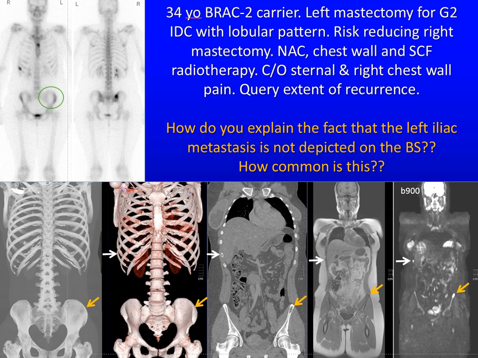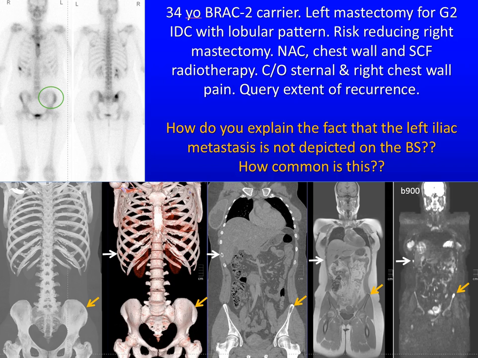As usual, let's just start off with a case study. So here's a 34-year-old female, a BRCA2 carrier, who's had a mastectomy for a lobular carcinoma. She seems to have received all the treatments that she should have, but she represents with sternal and right chest wall pain.